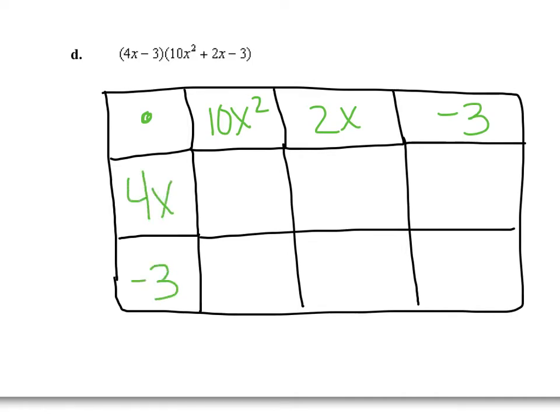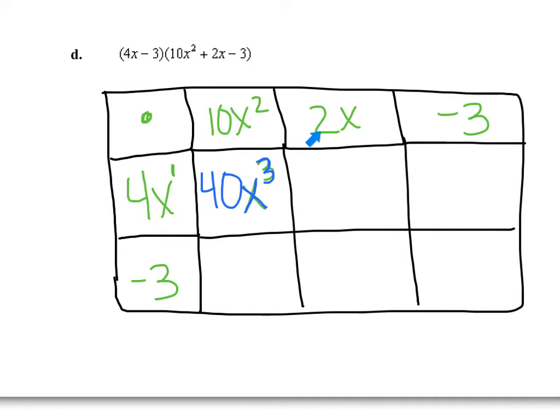All right, let's go ahead and multiply. 4 times 10. That's going to give me 40. And then I've got x times x squared. That's going to give me x cubed, because remember, we're going to add those exponents. There's a 1 here. So, sorry, that should have been a blue x cubed. All right, next we have 4x times 2x.